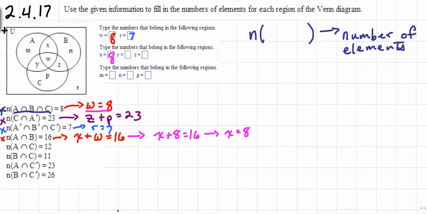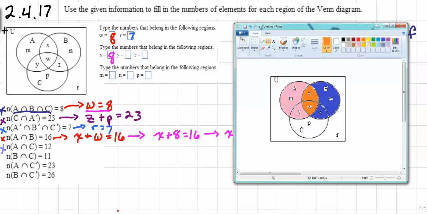Then we move on to the next set, which is going to be the number of A intersect C. We're going to use the same technique that we used for this previous one. So let's go ahead and clear this out. And we're looking at A intersect C. So once again, we'll go with A.